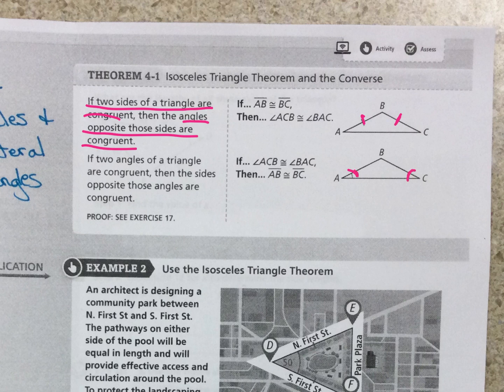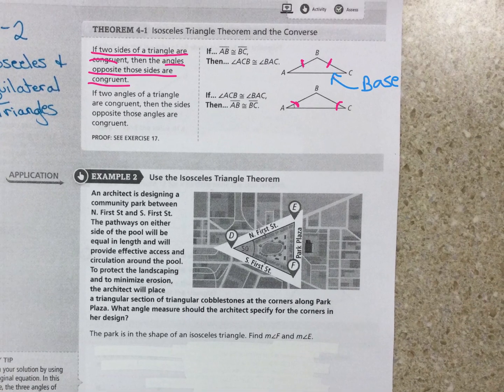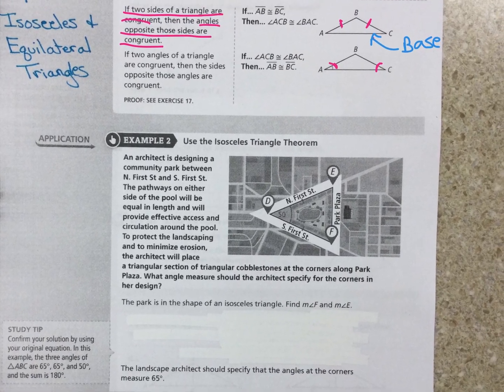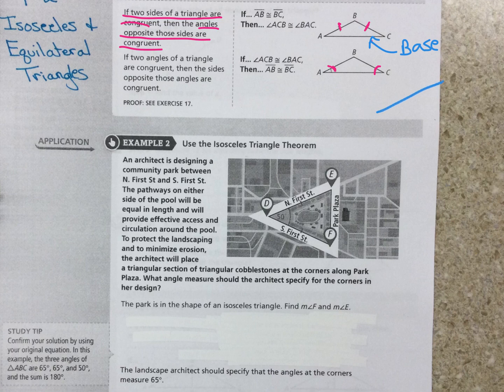This part we call the base of the triangle. Okay? Now that doesn't mean it always has to be like that. So you could have an isosceles triangle like this, right? Those two are congruent. These two are congruent.